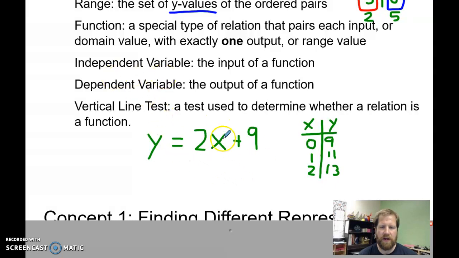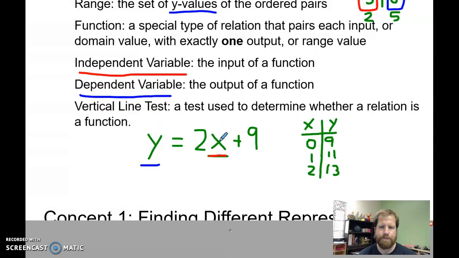And my independent variable, my x value, is independent because I can put whatever I want in for x, and that lets me get my y. My y value is dependent on whatever I put in for x.